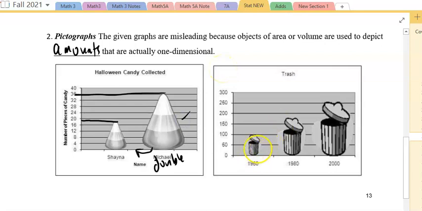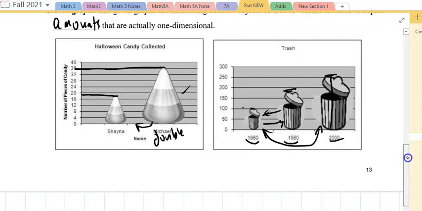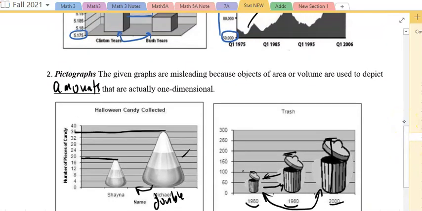Look at trash: in 1960, 100. In 1980, about 160. In 2000, about 260. If this is 100, when you look at the size, this is not 2.6 times that. This looks a lot bigger. And this here looks a lot bigger than that, even though this is 150 and this is about 175. This looks way more than double. So with graphs, you have to read between the lines and figure out where the trick is.